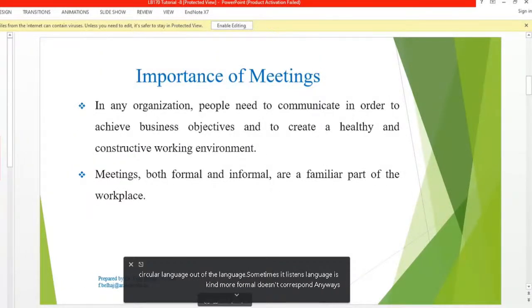Why is meeting important? Because we need to communicate. We have to communicate because عندنا some objectives and some goals. عندنا أهداف لازم نحققها, right? We need to achieve business objectives to create a healthy working environment. لما يصير تفاهم في الميتينج, everyone understands what's going on in this organization. عشان كذا الميتينج is very important.